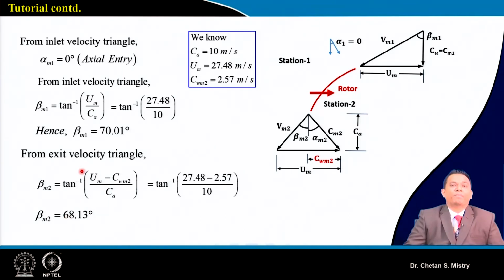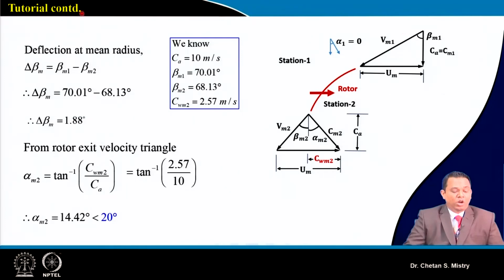Now this delta beta we can calculate based on our beta 1 and beta 2. You have to be very careful whenever you are doing your calculation at mid station. Do not forget to plot the velocity triangle, which will give you an idea and understanding. It says my delta beta is coming 1.88. You can imagine my deflection angle is also coming lower. This is a different kind of design. Now, our whirl angle should not be more than 20 degree. So let's calculate, it is coming 14.42 degree.